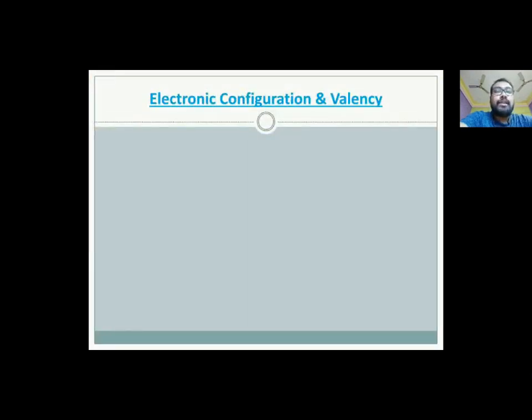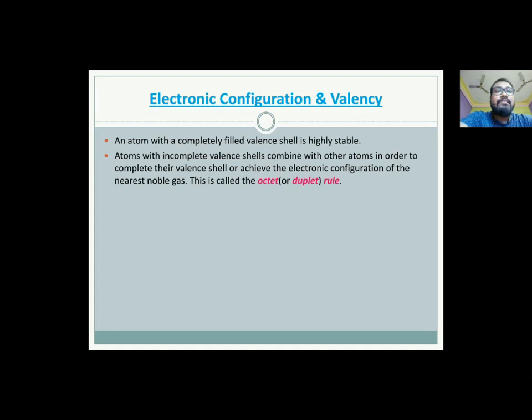Next we have electronic configurations and valencies. An atom with a completely filled valence shell is highly stable. That is, for helium there are 2 electrons, right? And for neon there are 8 electrons, and for argon again there are 8 electrons, which is a completely filled valence shell. That means helium, neon, and argon are highly stable. We have already seen that noble gases are very stable due to their completely filled valence shells. Helium has 2 valence electrons. The maximum capacity of the K shell is 2, while all the other noble gases have 8 electrons in their valence shells.